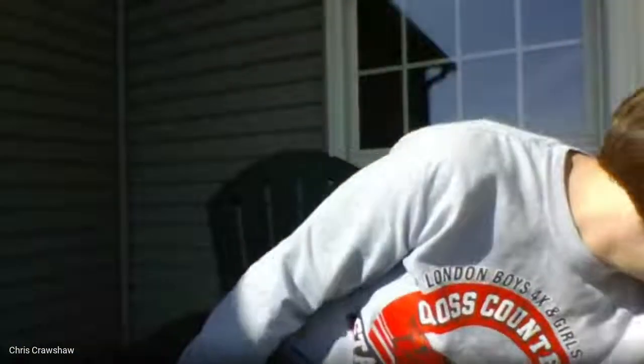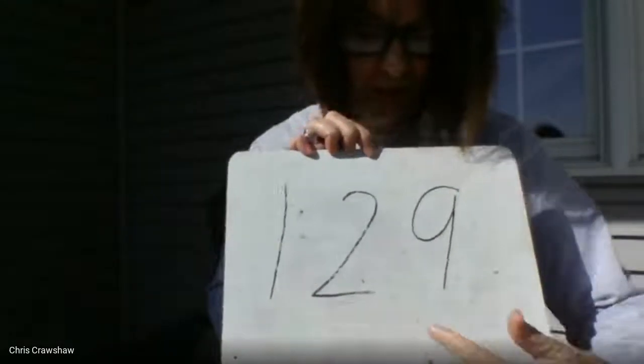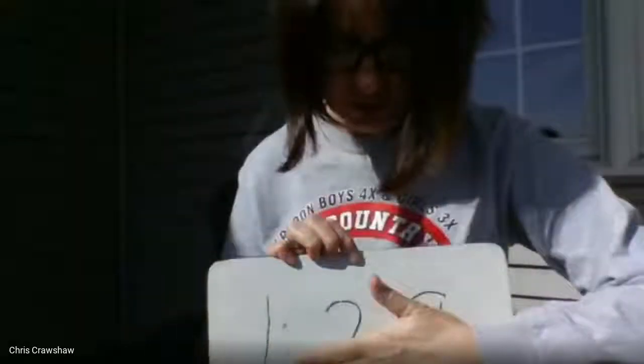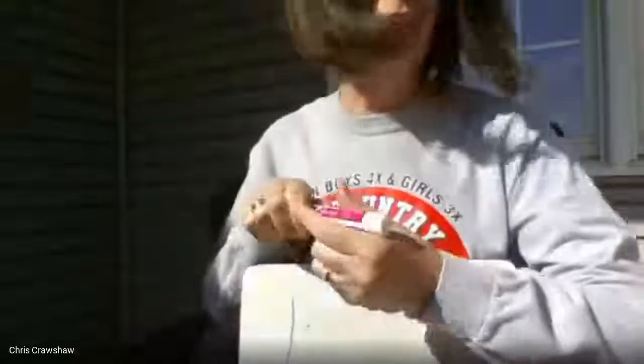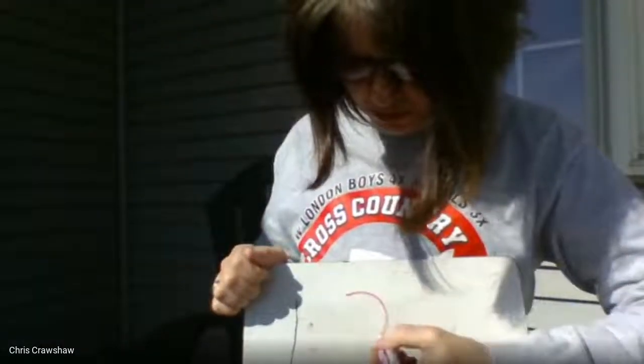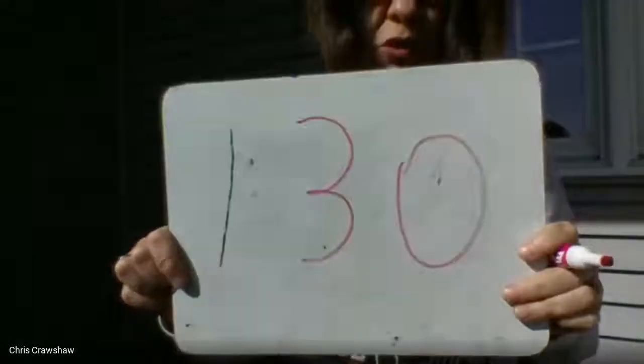All right, so we just read another book, and that was the number that comes after 129. After 129, the number that comes after 29 is 30. So now we need to erase the 2 and the 9. 130. 130 books we've read.